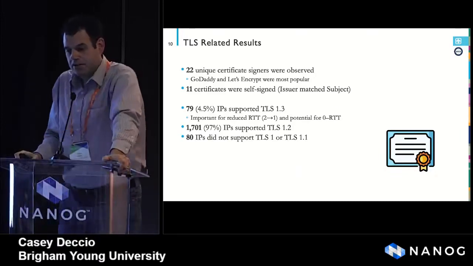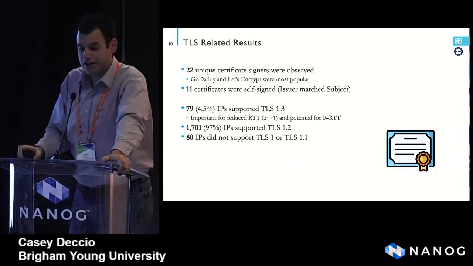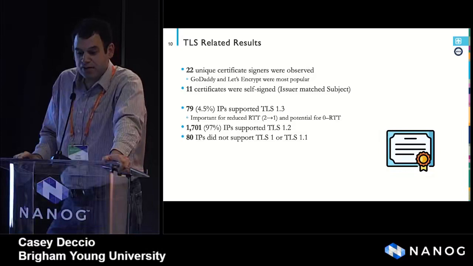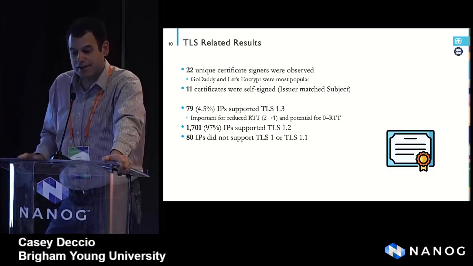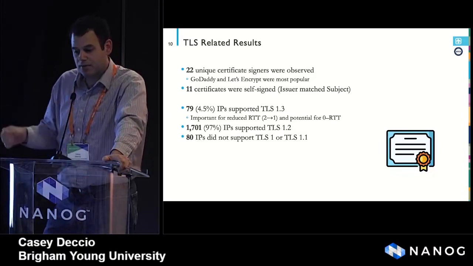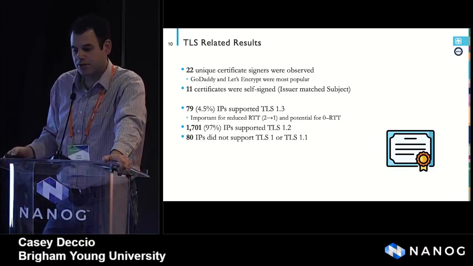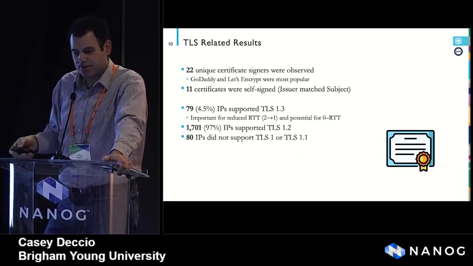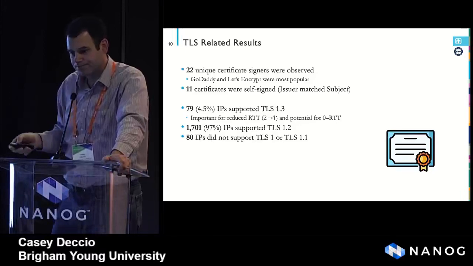In terms of at least supporting TLS 1.2, which is not yet end of life, 1,700 or 97% of the IPs supported 1.2. That was good. And a few of them had turned off support for TLS 1 and TLS 1.1, which was a step in the right direction. There were just 80 of those, and they actually coincided with the 79. There was an overlap there.